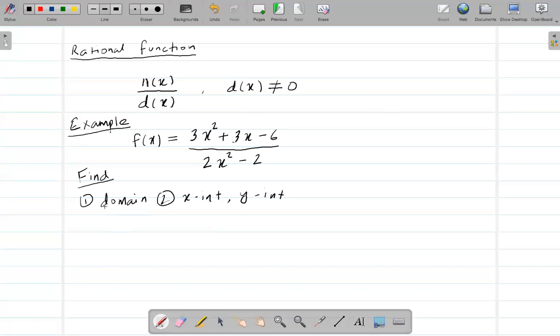chapter. So the domain for a fraction like this, you have to look at where the denominator is not equal to 0, solve for x, and then get the domain. And for the x-intercept and y-intercept, at the x-intercept, we assume y is 0, and at the y-intercept, we assume x is 0. I did that in the last chapter, so you can follow that approach.